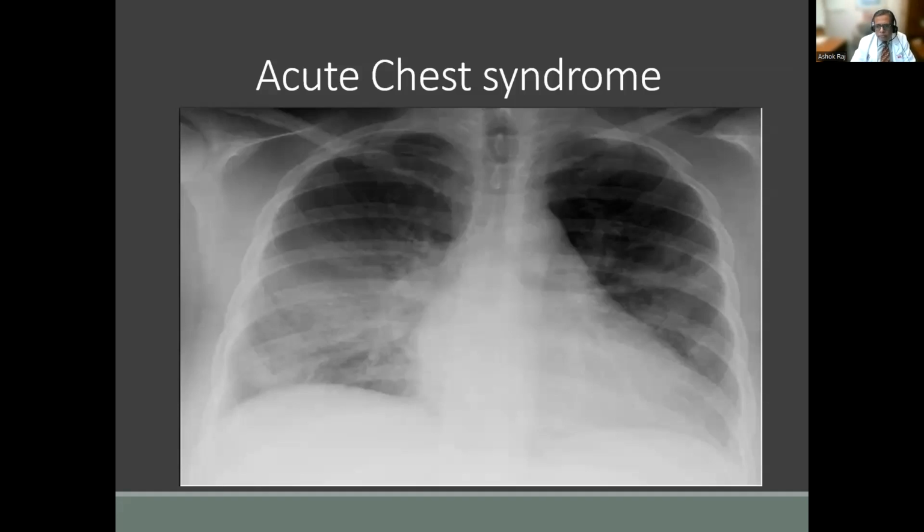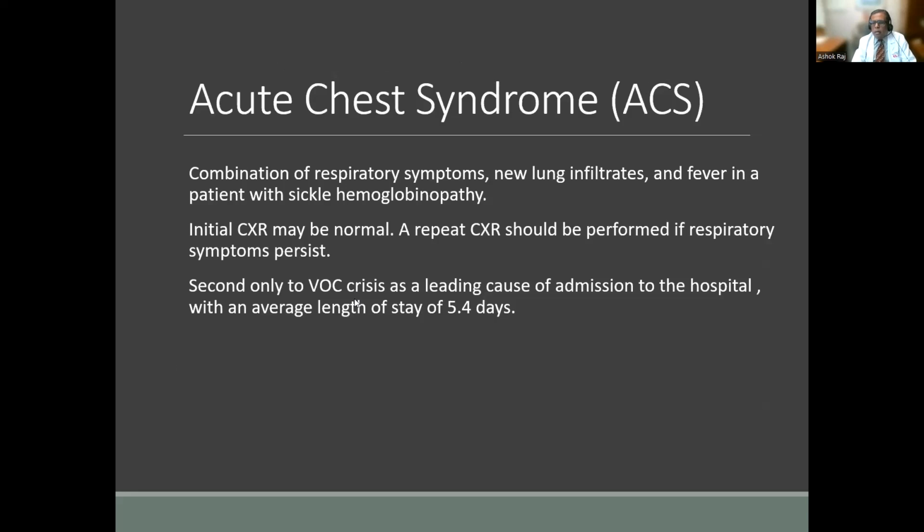Now, next we'll talk about acute chest syndrome. Acute chest syndrome is now the leading cause of death in sickle cell disease. By definition, it is a patient who has a combination of respiratory symptoms, new lung infiltrates, and fever in a background of sickle hemoglobinopathy. So remember, like I said, the initial chest X-ray may be normal, but a repeat chest X-ray should be performed if respiratory symptoms are persisting or getting worse.